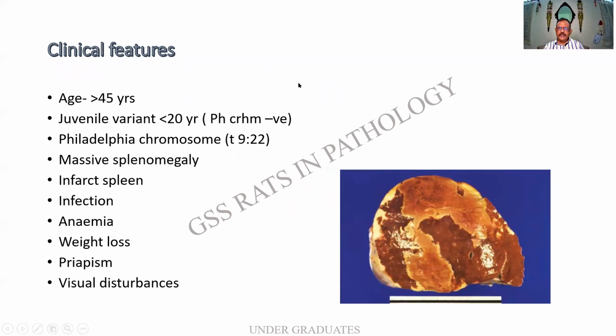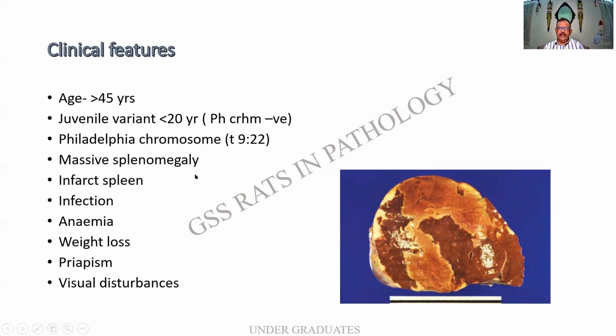What are the clinical features? Age. Please be careful. A young patient is unlikely to develop, though there is a variant called a juvenile variant. The patient is usually beyond the middle years. There can be chromosomal abnormality, translocation between 9 and 22.